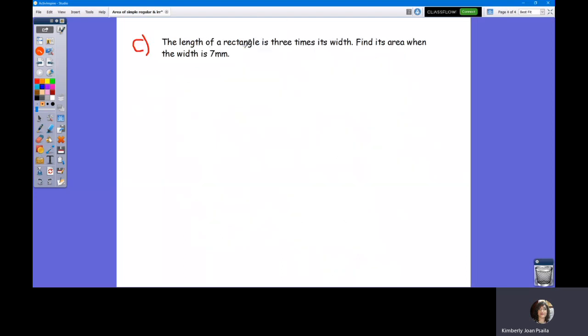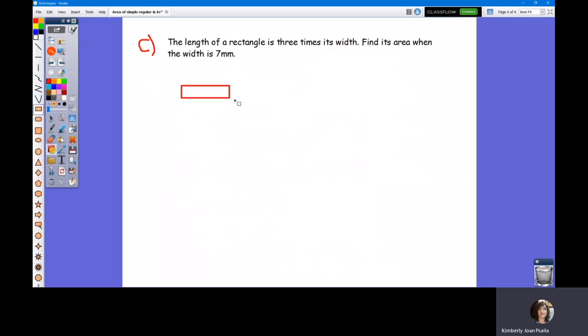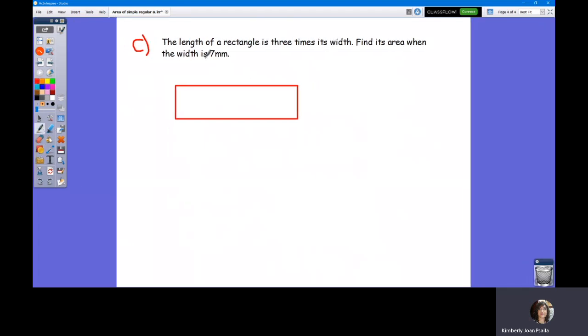Last example, the length of a rectangle is 3 times its width. Find its area when the width is 7 millimeters. So here we have a rectangle. Okay, he gave us its width, which is 7 millimeters. The length he said is 3 times its width. So here the length is 7 multiplied by 3 because it is 3 times longer. 3 times 7 gives us 21.